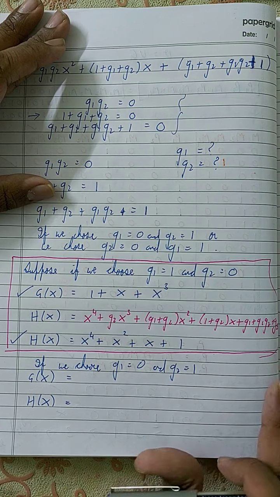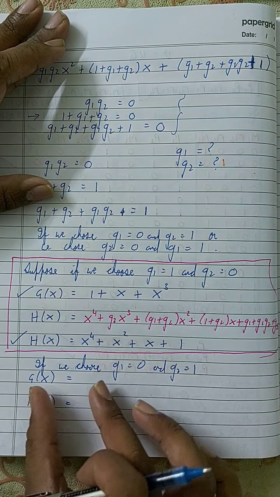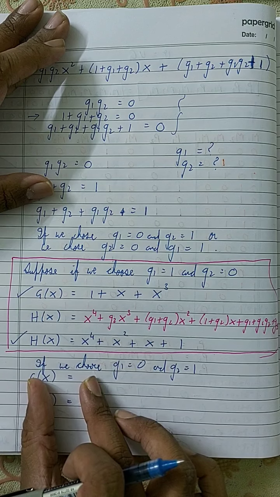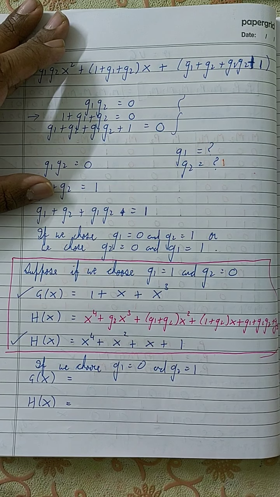Okay, so you can do this as a homework. Suppose we choose g1 equal to 0 and g2 equal to 1, what will be the value of g of x and what will be the value of h of x?